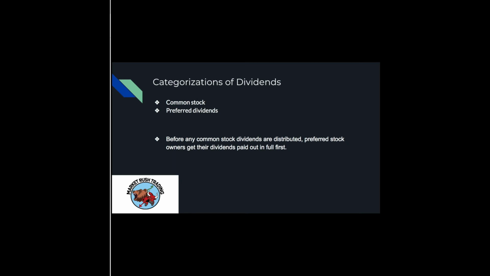Now, categorizations of dividends. There are two forms of dividends. We have what we call common stock and what we call preferred stock dividends. Before any common stock dividends are distributed, preferred stock owners get their dividends paid out in full first. The reason is that preferred stock gives no voting rights to shareholders while common stock does. Because preferred shareholders have priority over a company's income, they get theirs first. It's only right that they get theirs first.